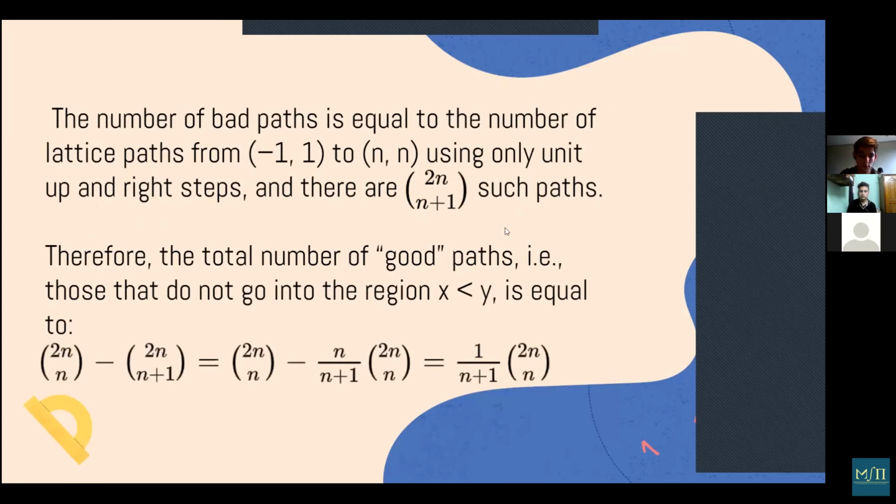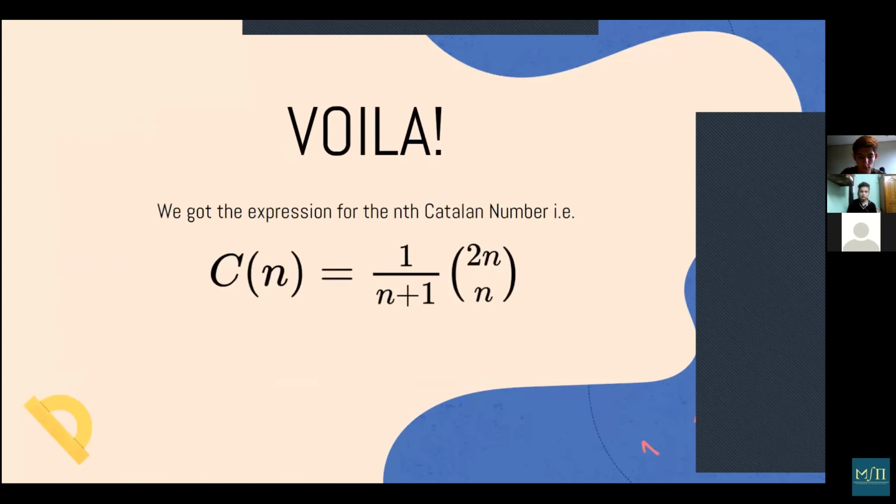And so by the thing that I'd mentioned before starting this entire derivation, the total number of good paths comes out to be the total number of paths minus the total number of bad paths, which by some computation comes out to be 1 by n plus 1 times 2n choose n. Easy stuff, and that's the expression for Catalan numbers. With that out of the way, there we go. We have just computed the expression for Catalan numbers.